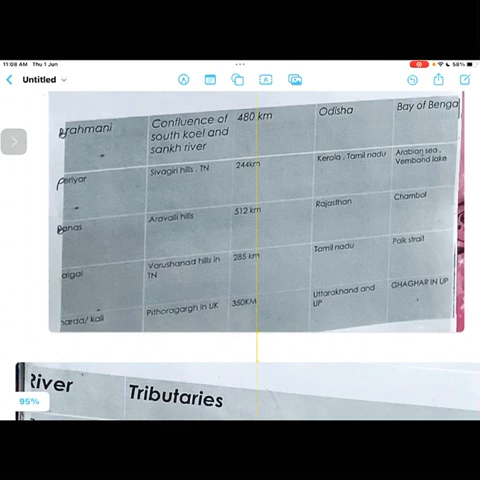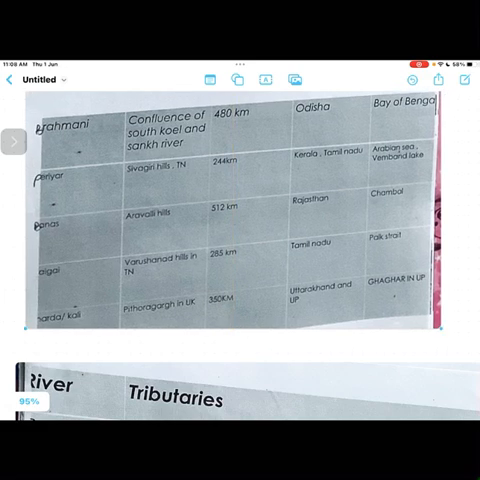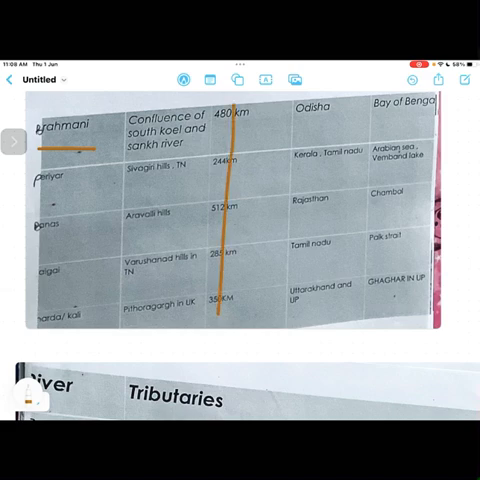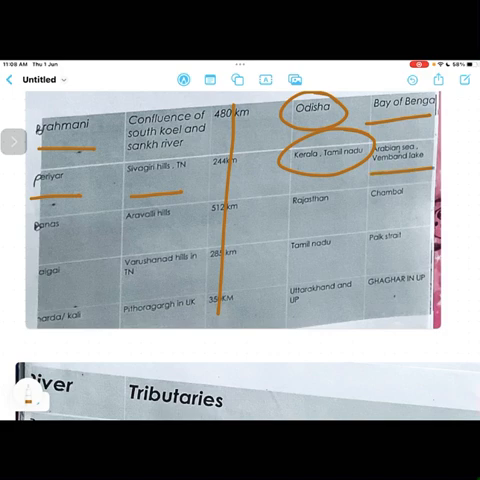Then you get your Brahmani river. Which river do you get? Brahmani river. It originates from the confluence of the South Koel and Shankh rivers, is there in Odisha, and ends up in the Bay of Bengal. Then is your Periyar river, originating from the Sivagiri hills in Tamil Nadu and passing through Kerala and Tamil Nadu, ending up in the Arabian Sea or Vembanad lake.